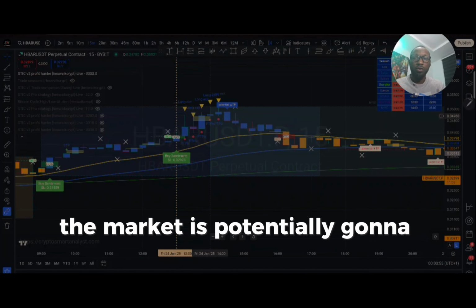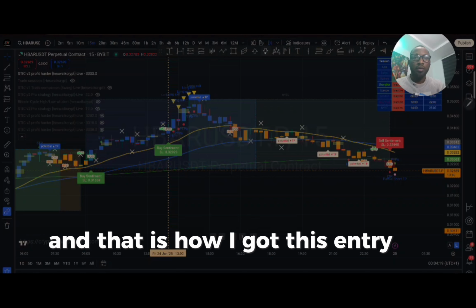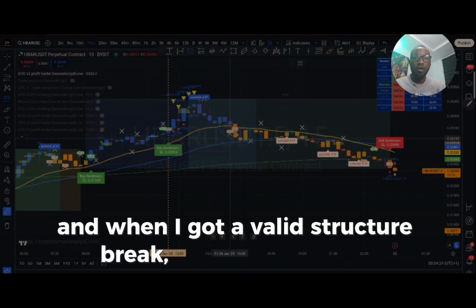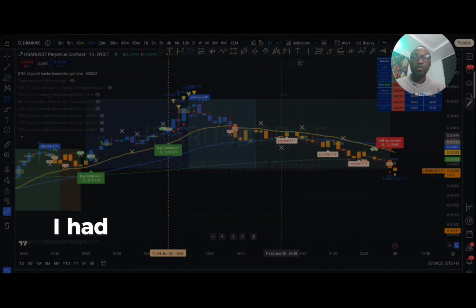That's my cue not to follow the trend and wait for reversal, because normally whenever you have a break of structure, a value break of structure on the hour time frame, it tends to have a correction on the medium time frame that will pick the liquidity. And that is how I got this entry. Where's my tool? And when I got the value structure break, a reversal here, I had to wait for confirmation.